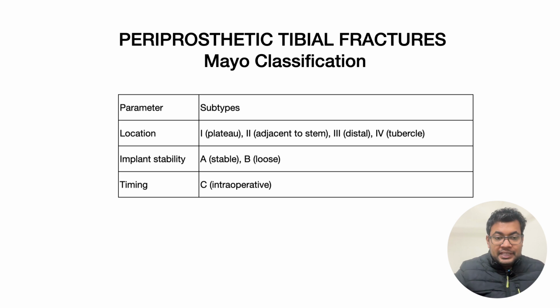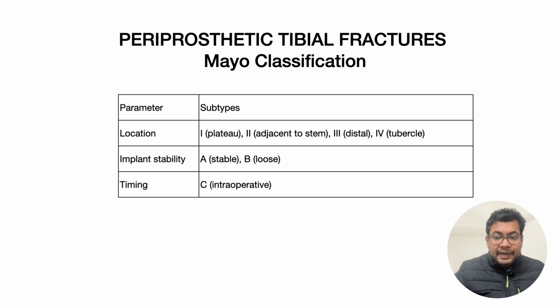Then if the fracture in any scenario is intraoperative, it is given a C, like 1, 2, 3, 4, C. It depends on the fracture timing. So this is Mayo's classification.